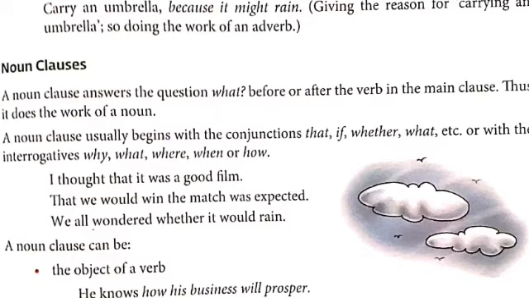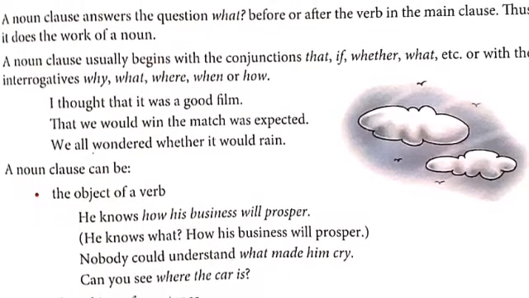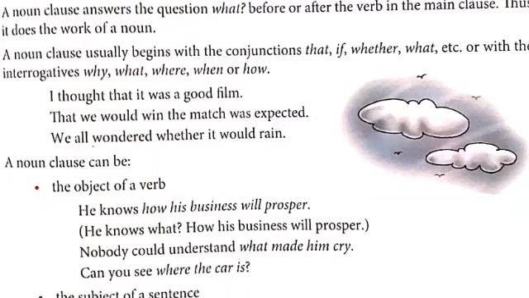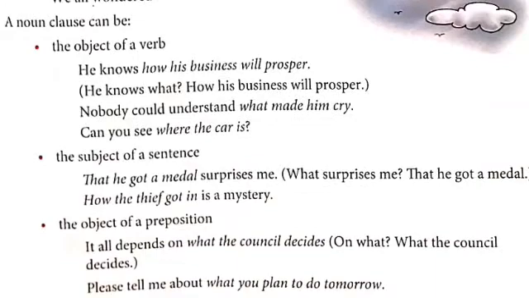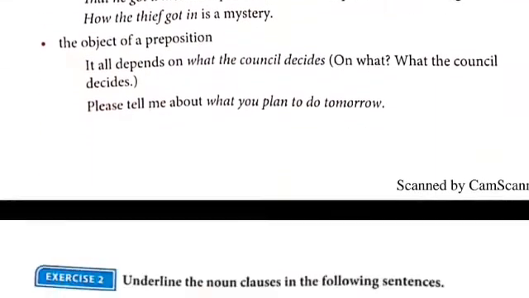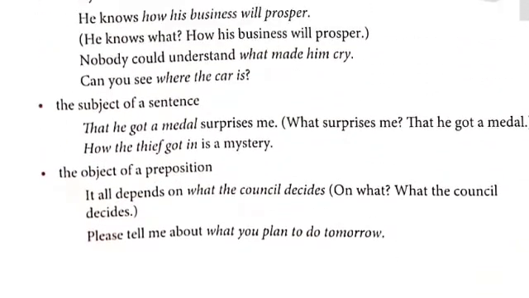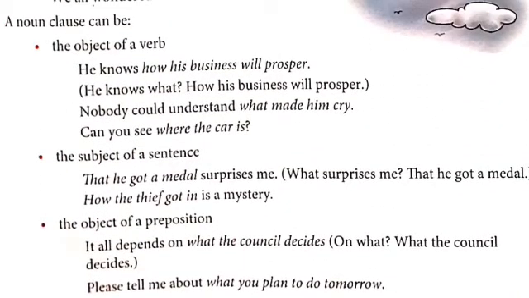A noun clause usually begins with the conjunction that, if, whether, what, etc., or with the interrogative why, what, where, when or how. Now, a noun clause can be the object of a verb, the subject of a sentence, or the object of a preposition. So, how to identify the object of a verb?